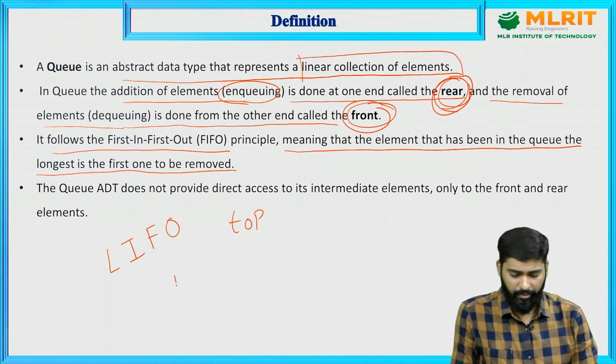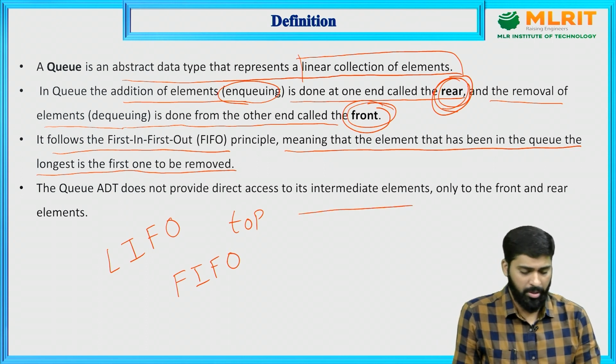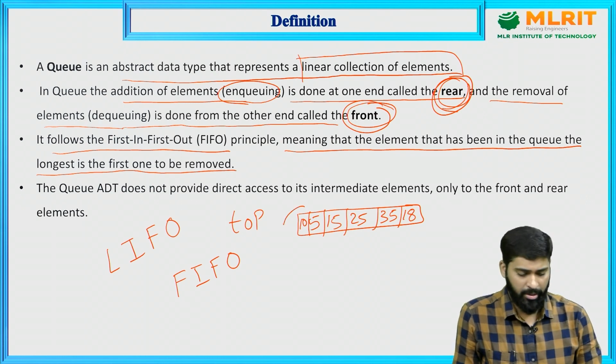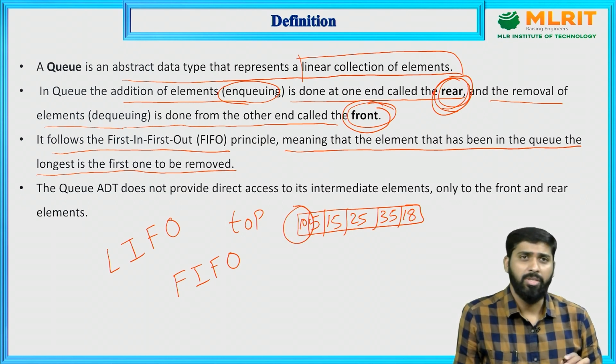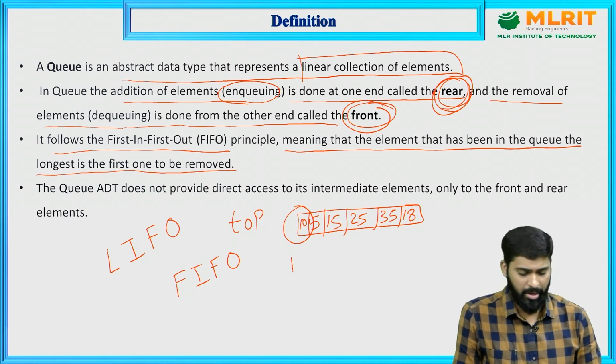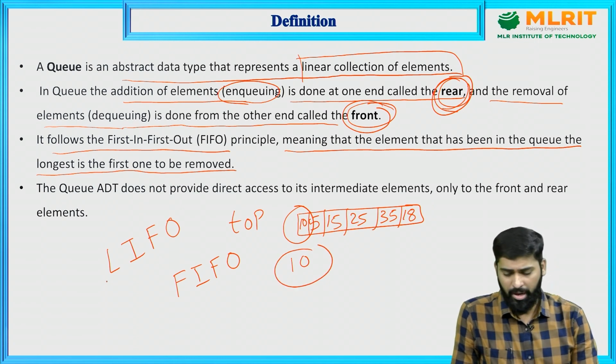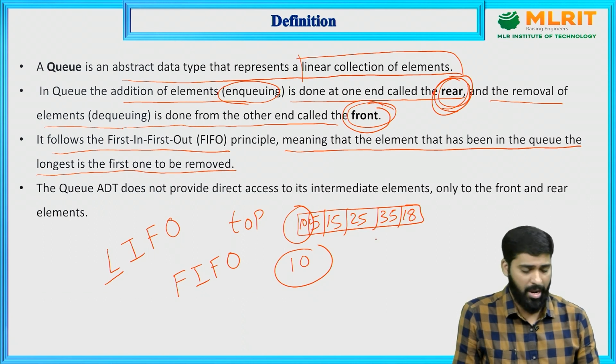FIFO means first in first out. For example, this is the Queue. If we insert the numbers 10, 5, 15, 25, 35, 18, now 10 is inserted first, so the deleted element will be 10 in Queue. Okay, so that is FIFO. In stack, it is last in first out. For example, if this is the stack, then the deleted element is 18. So that is the difference between stack and Queue.